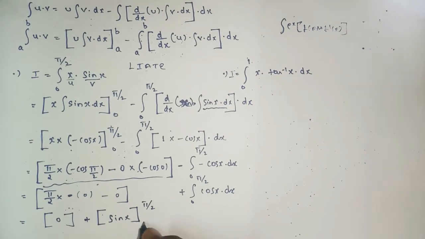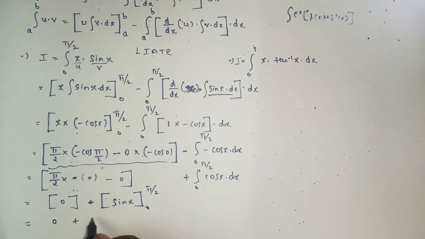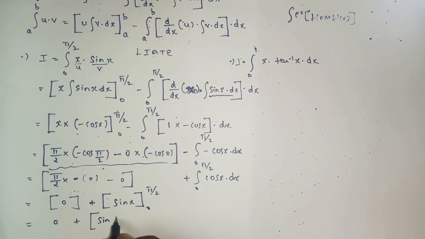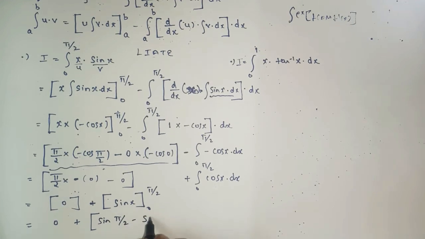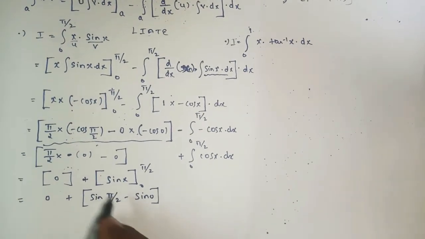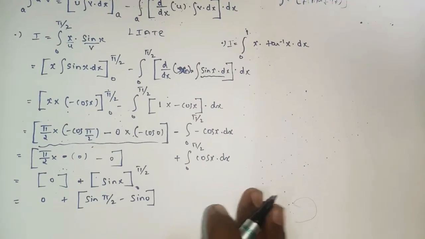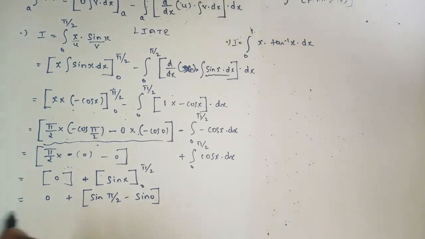Then pi by 2 to 0. Okay, so now 0 plus, so first we'll put the upper limit and then minus the lower limit. I hope you all might be knowing how to solve this part. Simply you have to replace the value of x first by upper limit and then by lower limit.